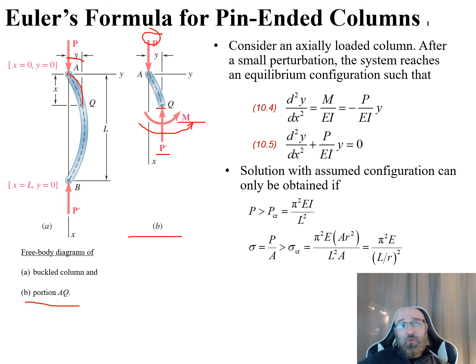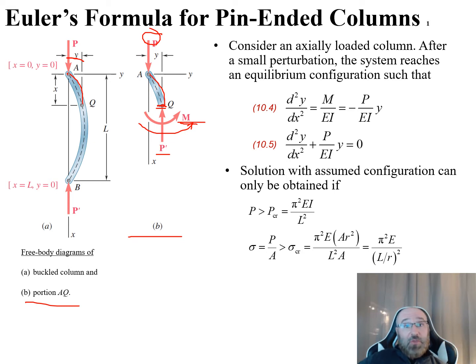So if we consider the equilibrium of this free body AQ, then we can find our bending moment, our M. So what is our bending moment about Q right here? So what is this value for M? Well, this is going to be force times perpendicular distance. So if we take a look at this here, according to our chosen sign convention, we're going to have a negative P times Y. So our moment is going to be negative Py.